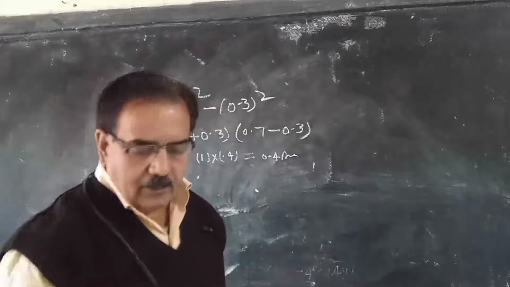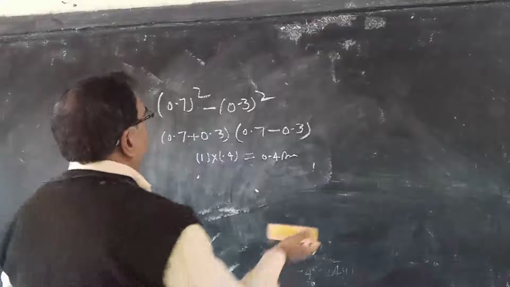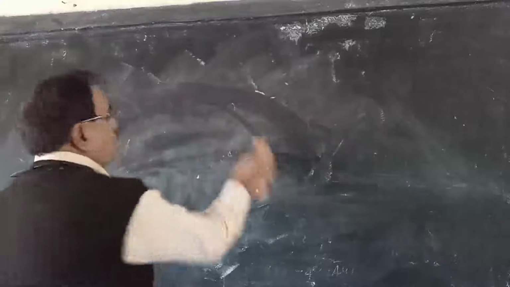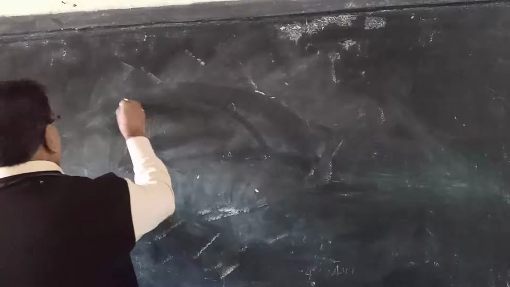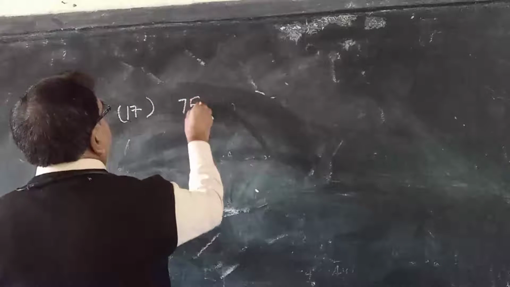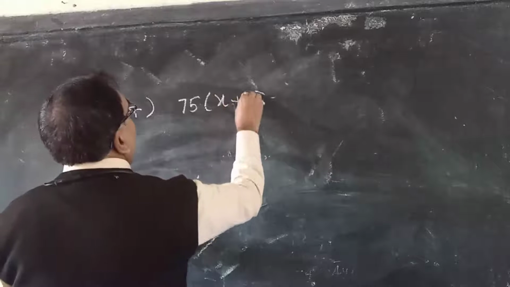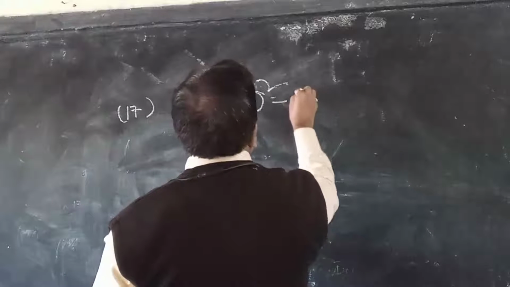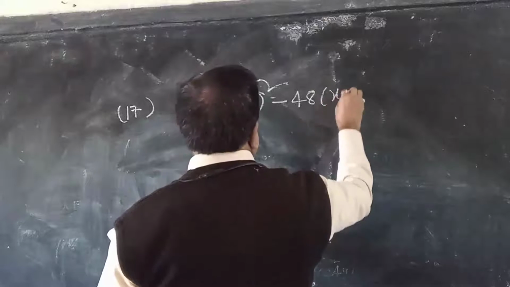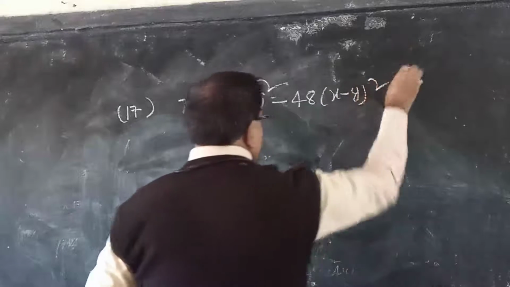Now, question number 17. 75 (x plus y) whole square minus 48 (x minus y) whole square.